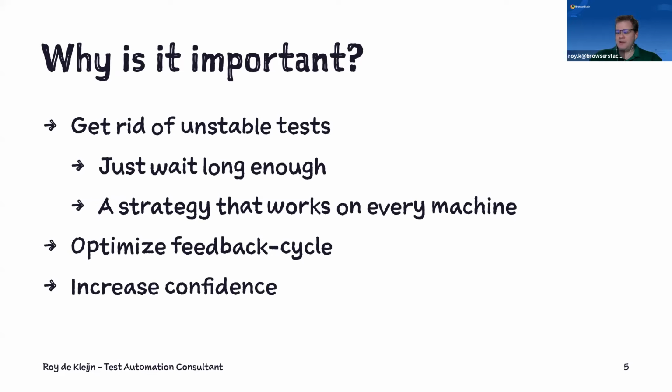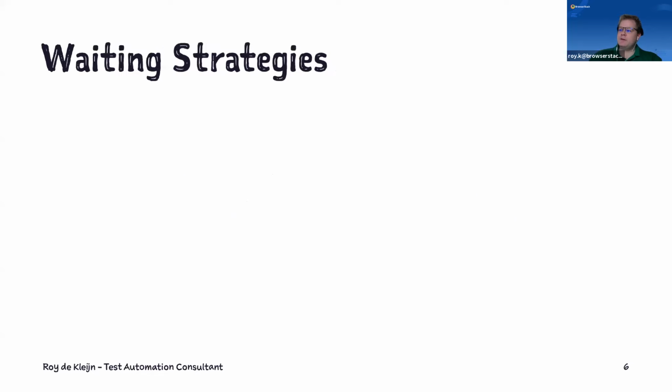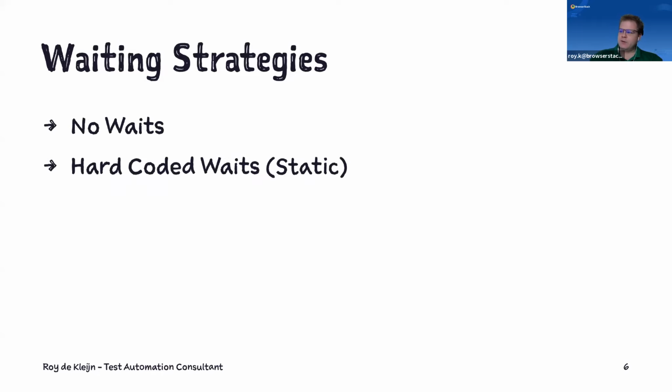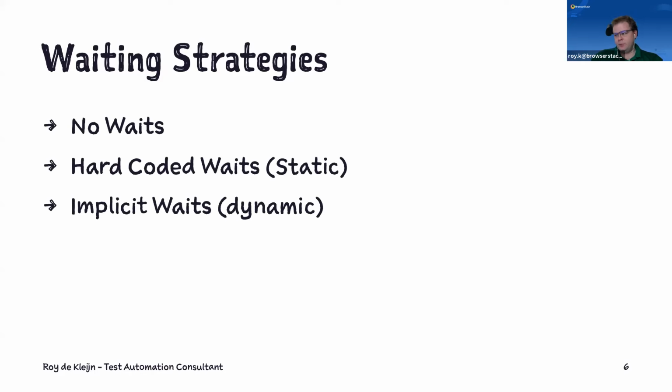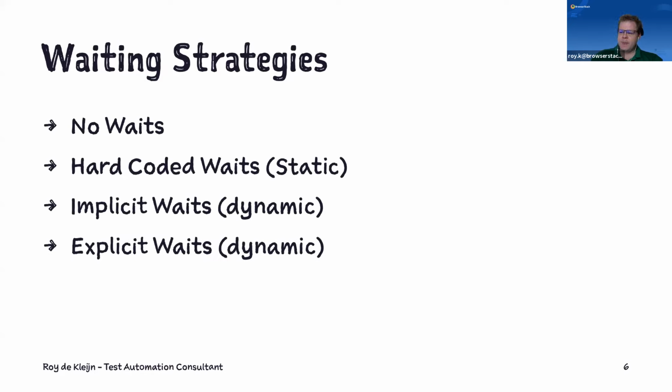So if you look at some waiting strategies, there are about 4 waiting strategies. The first is having no waits. Then you can have hard-coded waits, which is a kind of static waiting strategy. Then you have the implicit waits, which is a dynamic waiting strategy. And then you have the explicit waiting strategy. I will cover each of them.